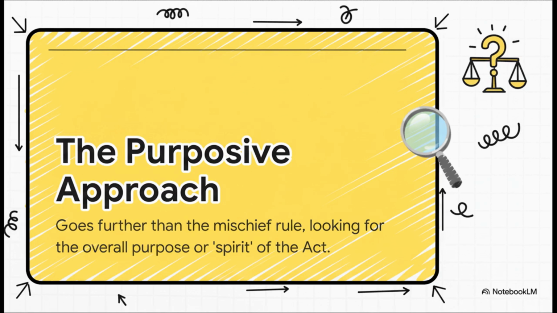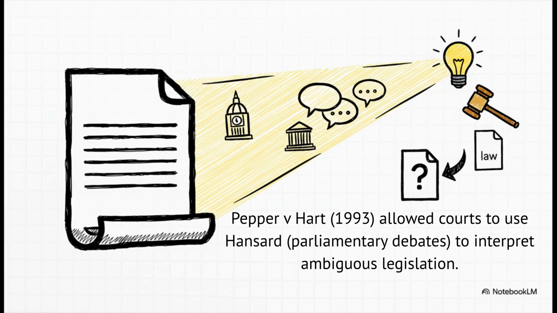They're asking a bigger question. What was Parliament trying to accomplish with this law, and how does that fit into our world today? A real game changer here was the case of Pepper versus Hart. To understand a super complicated tax law, the judges did something that had been basically forbidden for centuries. They looked at Hansard, which is the official record of what's said in Parliament. This was huge. It meant they could actually read what the government minister said the law was for, giving them a direct window into Parliament's intentions.